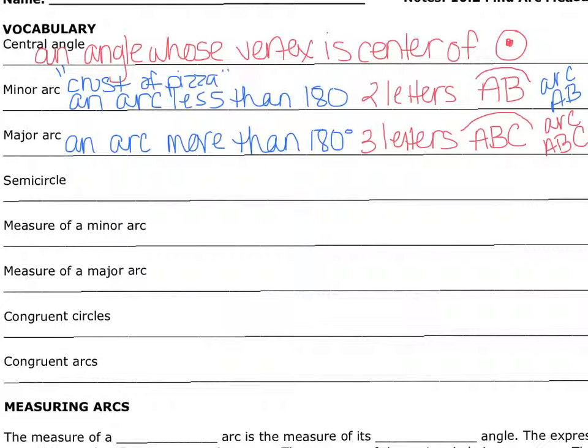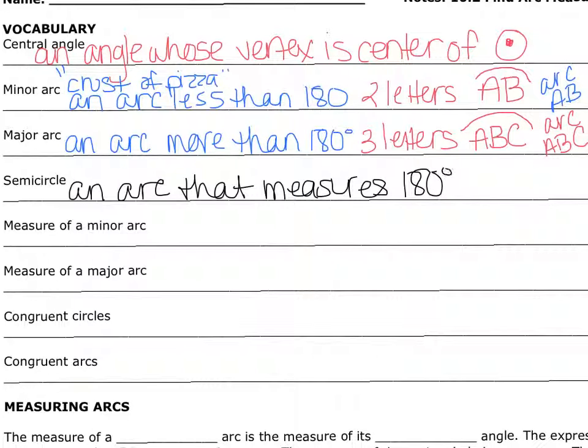Now the semicircle is an arc that measures exactly 180. So this is an arc that equals 180 degrees, and we still would use 3 letters on this. So whatever 3 letters it may be, to name a semicircle, we use 3 letters.